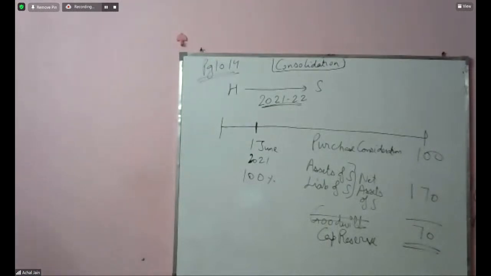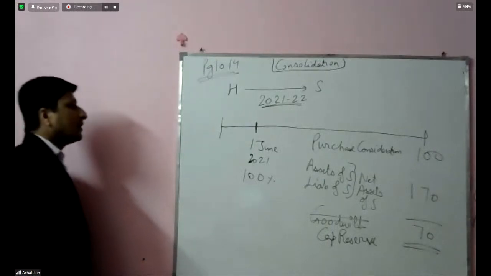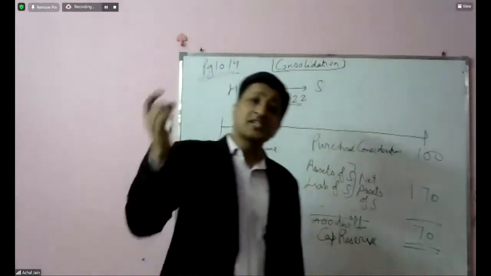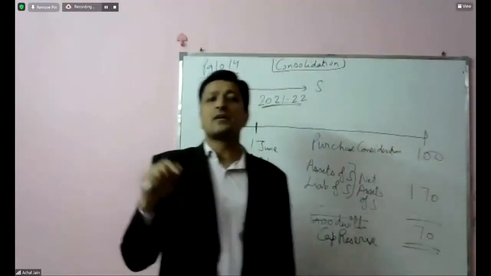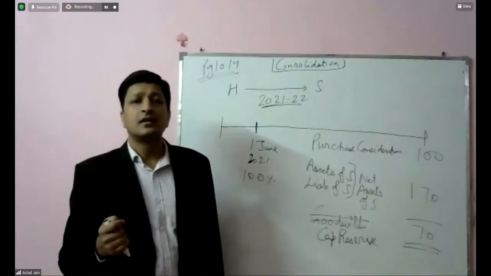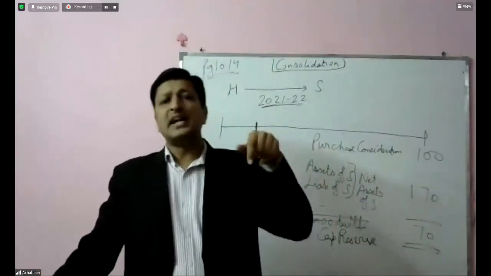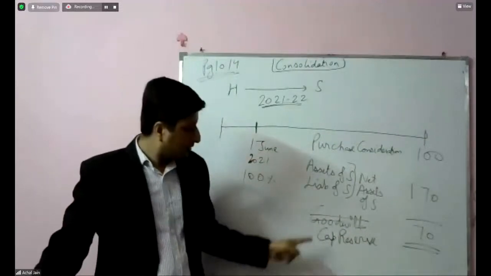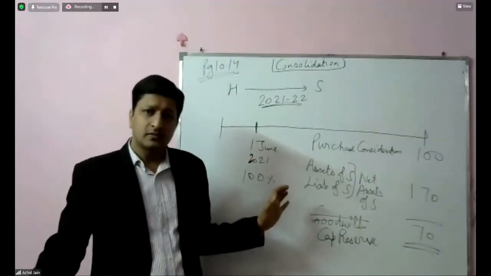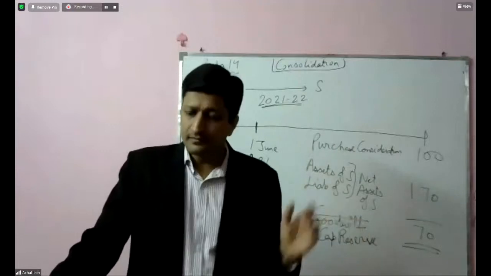Capital reserve. So when the purchase consideration is less than net assets acquired, what do we get? Capital reserve. When purchase consideration is more than net assets acquired, what do we get? Goodwill. Clear? Clear on this?